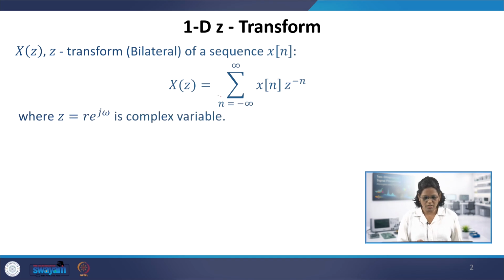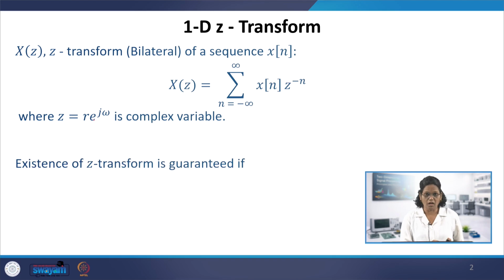What does Z represent here? Z is r e power j omega, a complex variable, and we'll see the detail about this complex variable. Whereas in the case of the Fourier transform and the DFT, we have seen X of k, the bin index, and the DTFT, if you remember, X of omega or X of e power j omega. This Z is here r e power j omega, which needs to be noted. It's a complex variable in the Z transform.